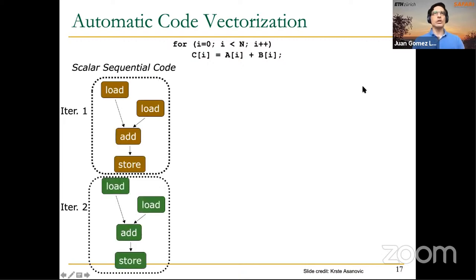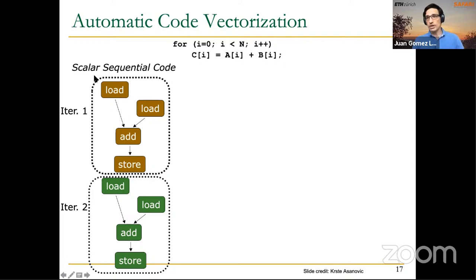So recall this example. It's a very simple code, like a vector addition. We have a for loop. We go over 2 arrays, A and B, and a third array, which is the output array C, composed of N elements. And in each iteration of the loop, we read one element from A, we read one element from B, we add them, and we store the result in C. In total here, we have N iterations, right?